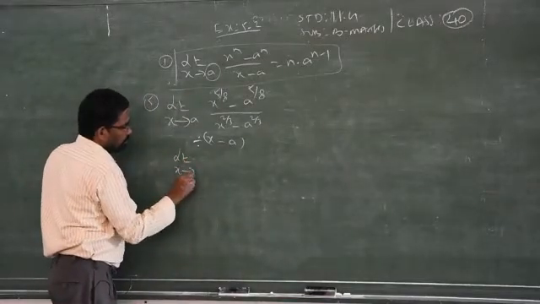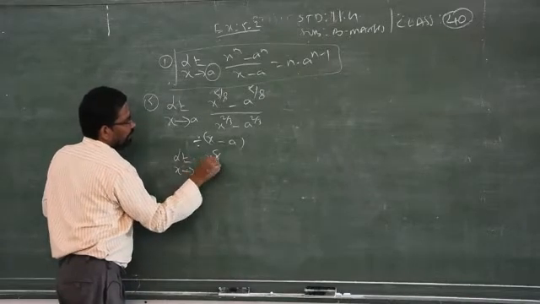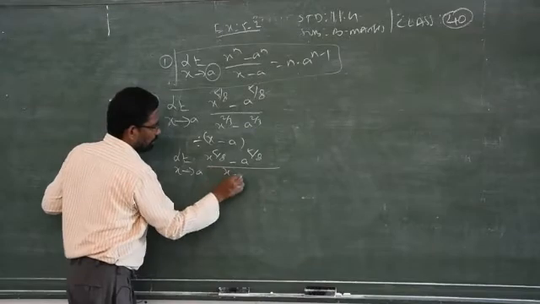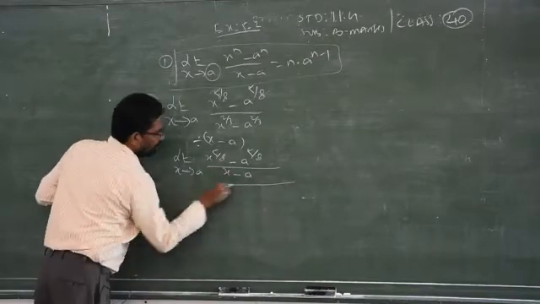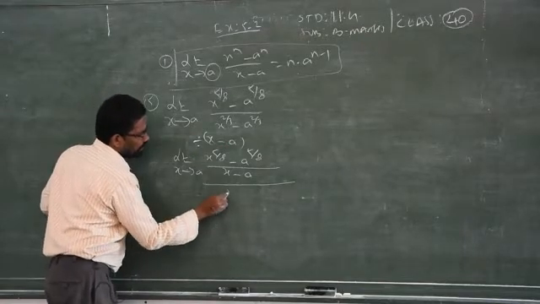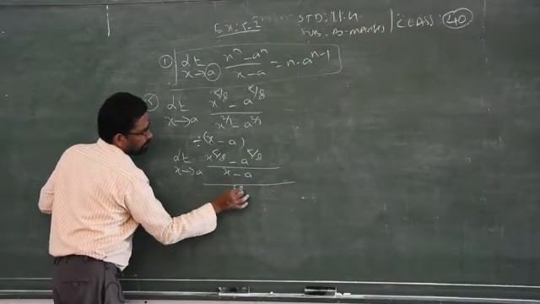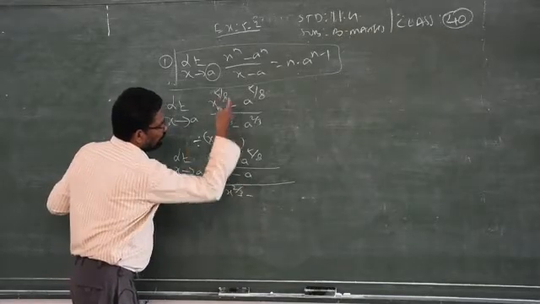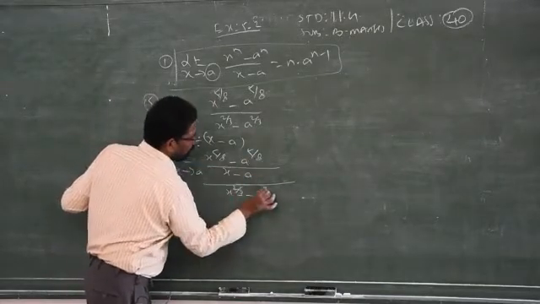Limit x goes to a, (x power 5 by 8 minus a power 5 by 8) by (x minus a). I am dividing the numerator and also the denominator, so that there won't be any difference in the originality of the given question.